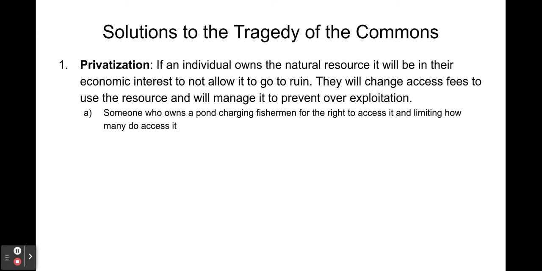An example of privatization would be somebody who owns a pond or who gains ownership over a pond, charging fishermen for the right to access it and limiting how many people do access it. They are in control of their resource. They're limiting access in order to prevent depletion of that resource.